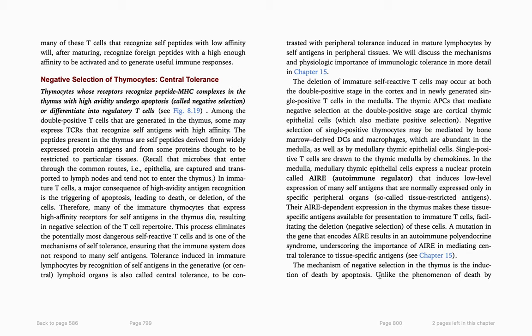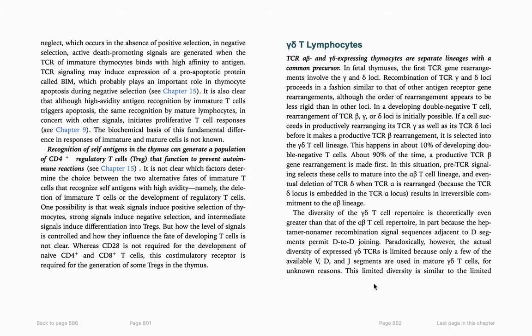The mechanism of negative selection in the thymus is the induction of apoptotic cell death. Unlike the phenomenon of death by neglect, which occurs in the absence of positive selection, in negative selection, active death-promoting signals are generated when the T cell receptors of immature thymocytes bind with high affinity to antigen. The T cell signaling may induce expression of a proapoptotic protein called BIM, which probably plays an important role in thymic apoptosis during negative selection.